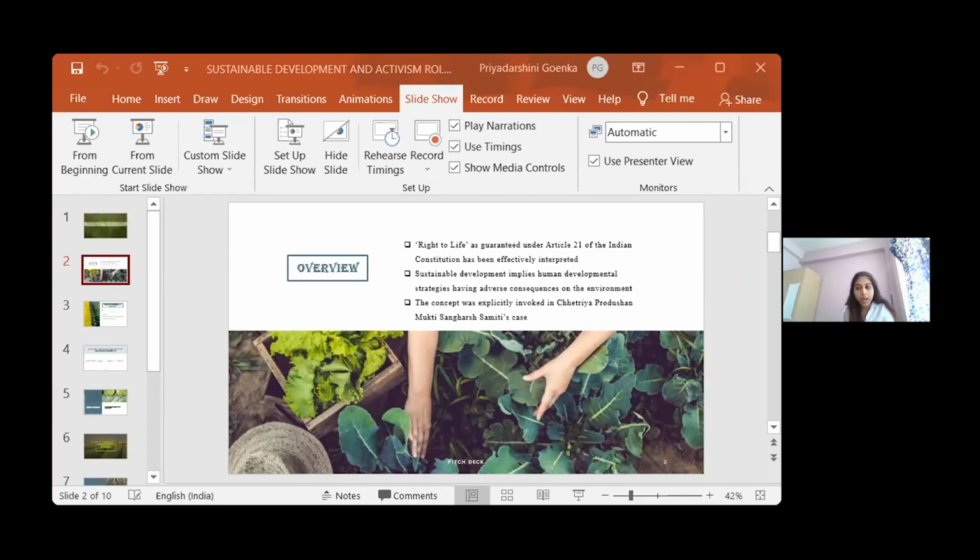The concept was well articulated by the World Commission on Environment and Development 1987 in its report, which is popularly referred to as the Brundtland Report. The concept has also been internationally recognized at the UN Conference on Environment and Development, also known as the Earth Summit, which was held at Rio de Janeiro in Brazil in June 1992. It must also be mentioned that the concept has been explicitly invoked by the Supreme Court in Chhatrapati Mukti Sangharsh Samiti's case, ultimately considering the acceptance of development, the balancing concept between ecology and development as part of customary international law.